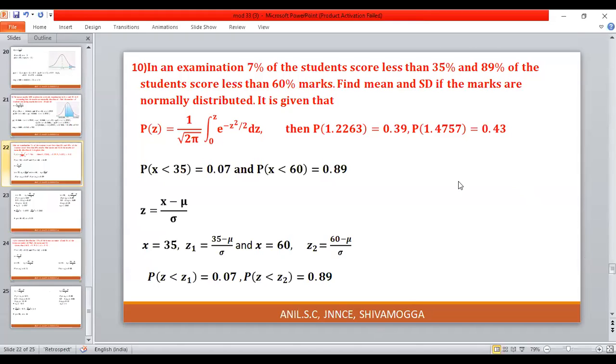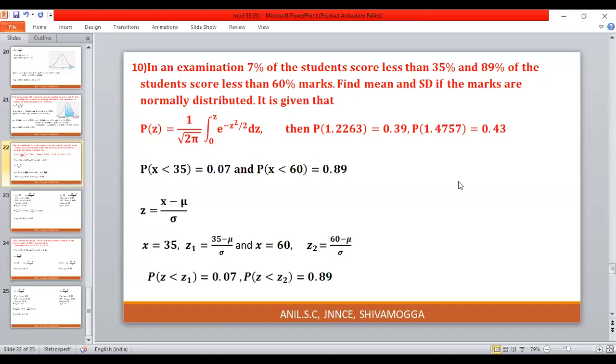In an examination, 7% of the students score less than 35%, and 89% of the students score less than 60% marks. Find mean and standard deviation if the marks are normally distributed.